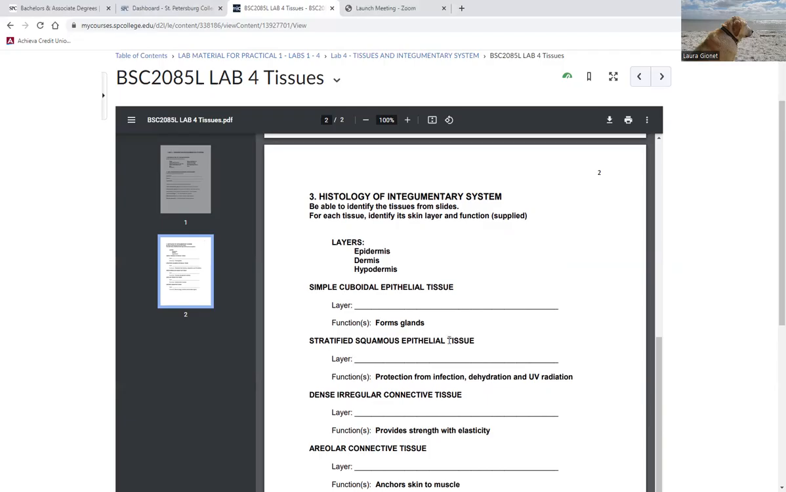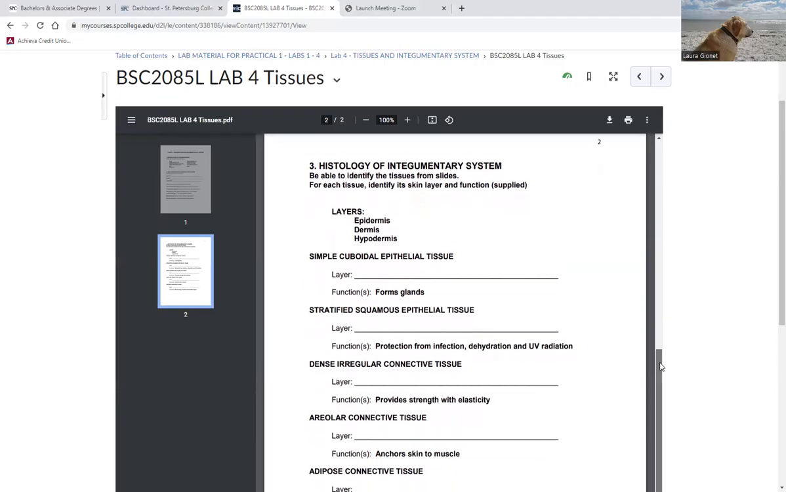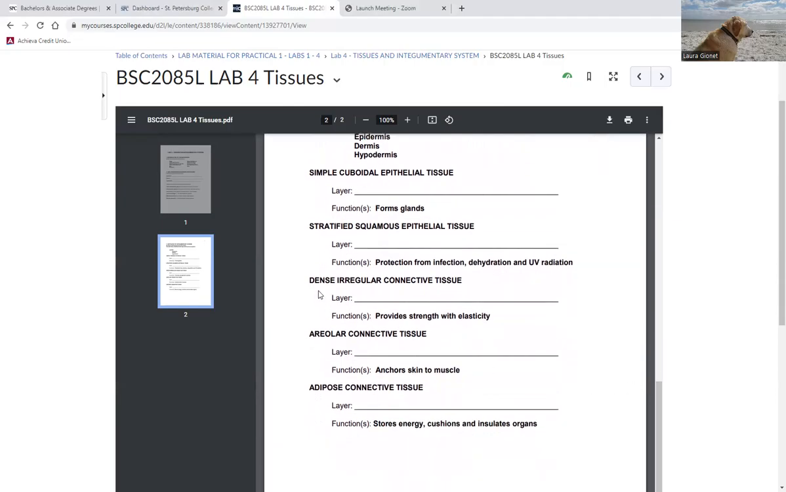Then we have stratified squamous epithelial tissue. That is the epidermis. All that tissue is stratified squamous epithelial tissue. What is its function? Protect from infection, dehydration, and UV radiation. Dense irregular connective tissue is found in the dermis. It provides strength with elasticity.